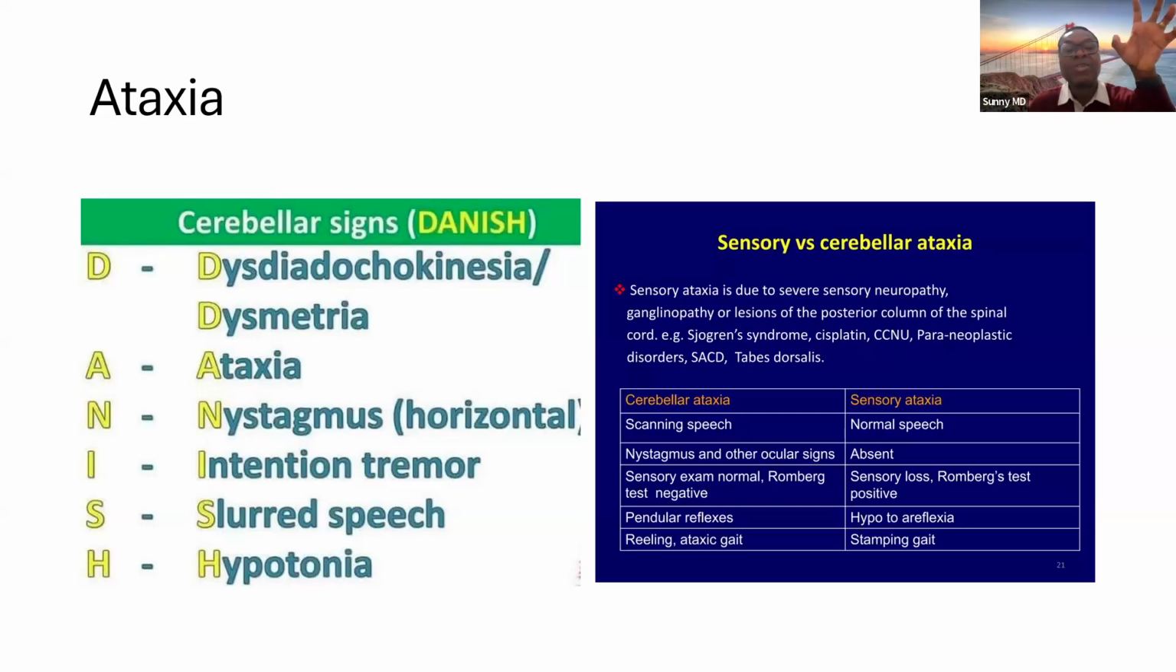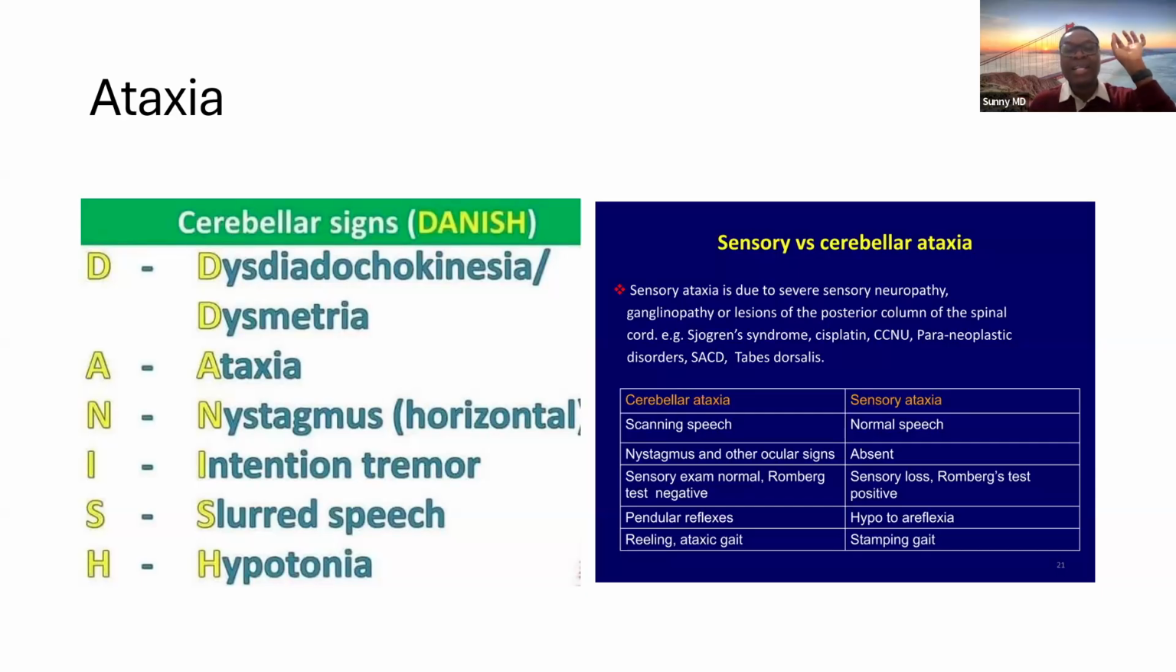In other words, whether it's from the cerebellum or from the peripheral nervous system. And there are two things that distinguish cerebellar ataxia from sensory ataxia. Apart from the Romberg sign, every other thing you find on sensory ataxia, you also find on cerebellar ataxia, except nystagmus and dysarthria. Those are the two signs that give it away.